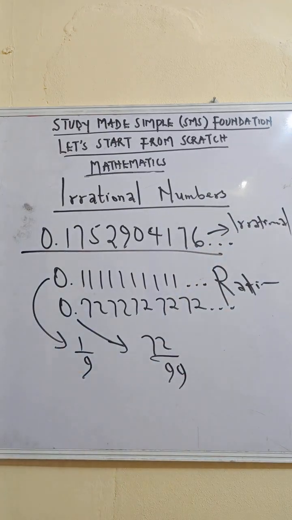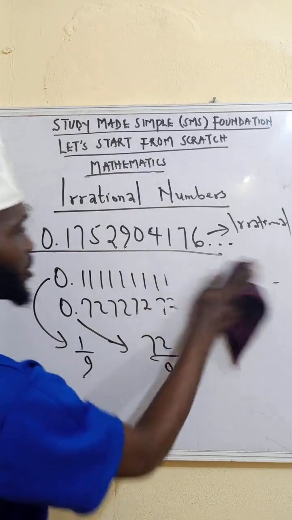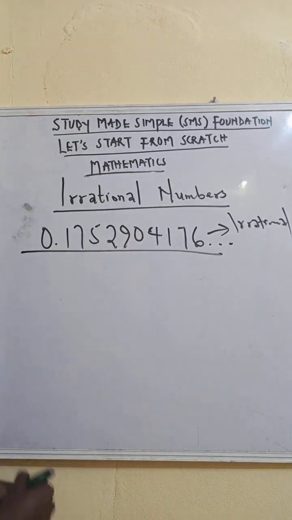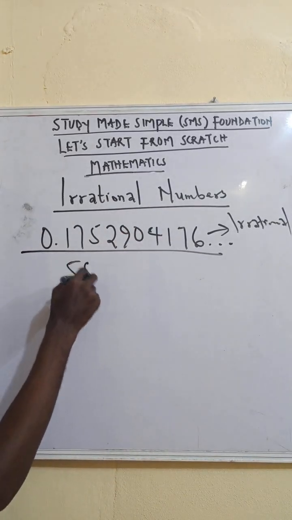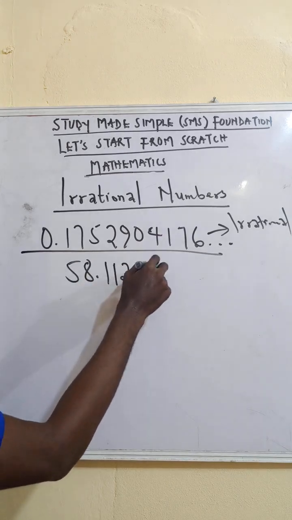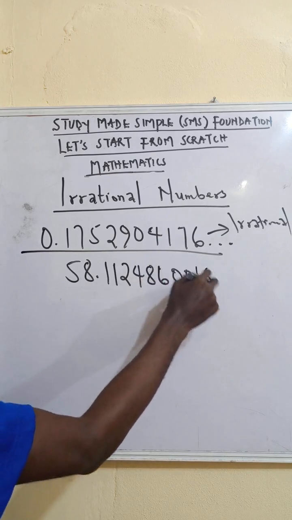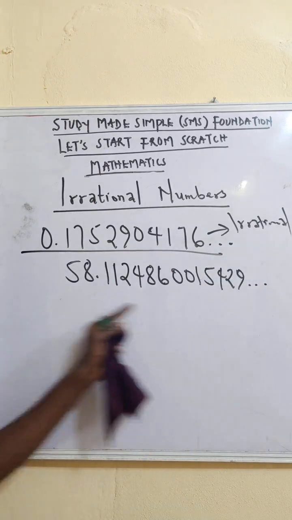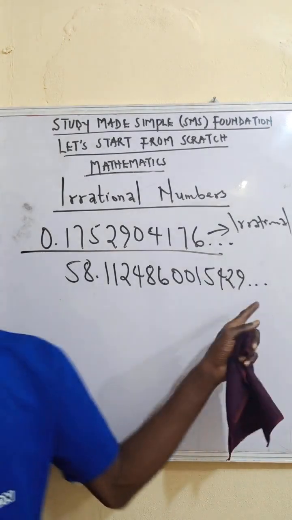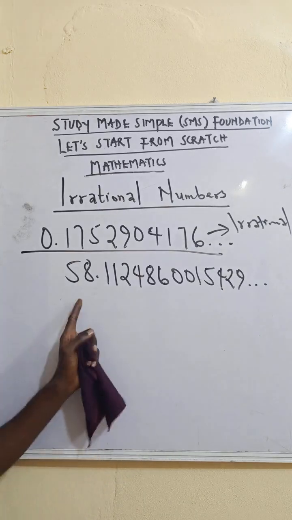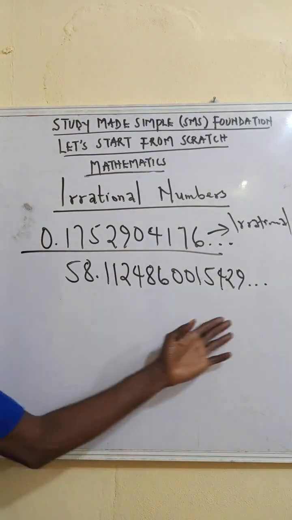So you understand that now? Good. Any number that can lead to something like this, even if you have 58.1124860015429 and so on, with no repetition and no regular fashion, it's not bringing a regular pattern. So in this case, this one is irrational. Do you understand that? Very simple and very clear.